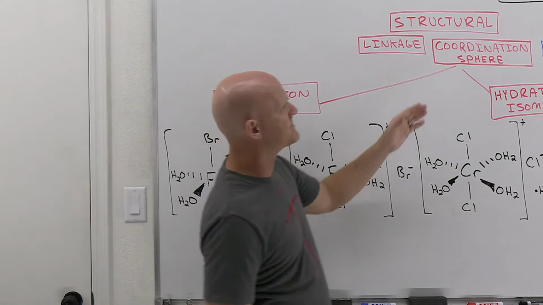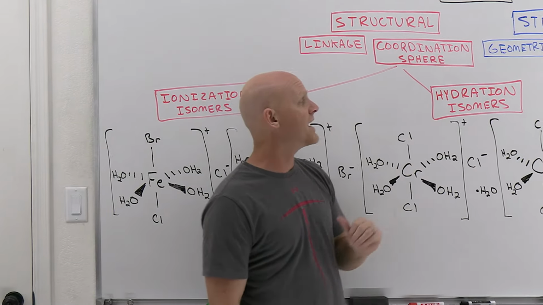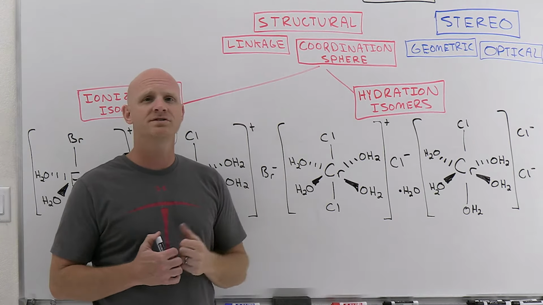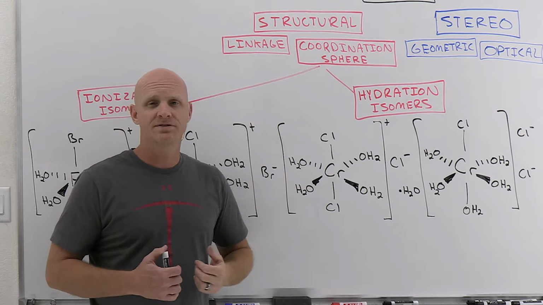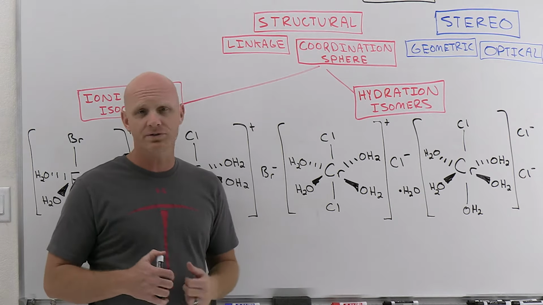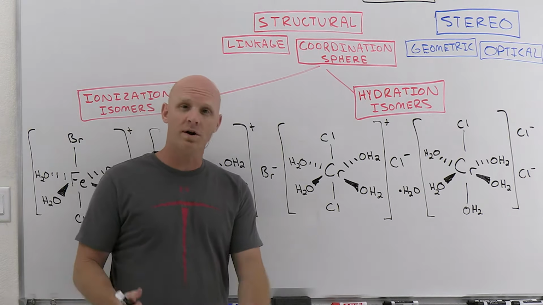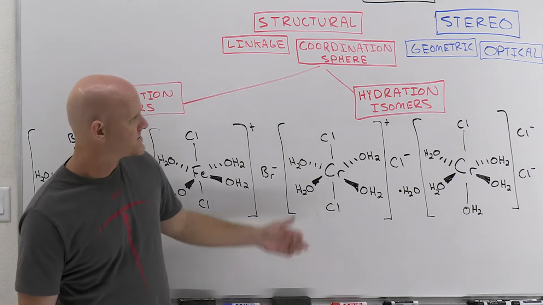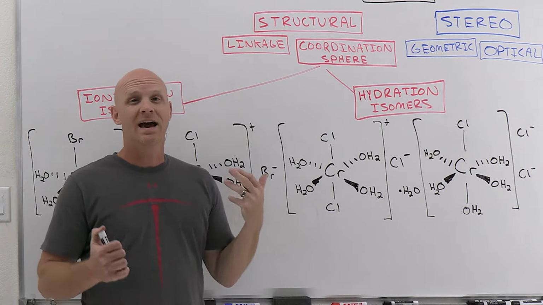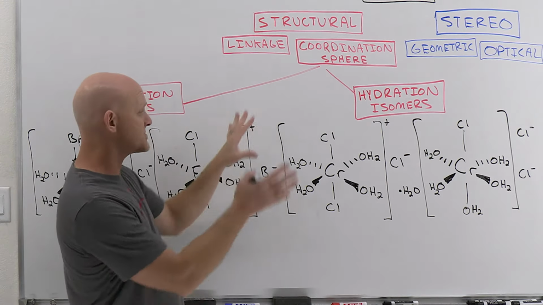The other type of coordination sphere isomer is what's called a hydration isomer. When you have hydrates, there are certain molecules that just happen to absorb water, and oftentimes we put little packets of silica gel in your luggage or in new clothes because it absorbs water. They're hygroscopic, we say. Some of these coordination compounds are also potentially hygroscopic, and they might absorb water.